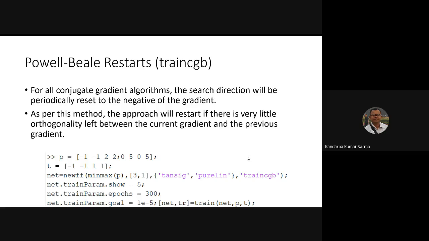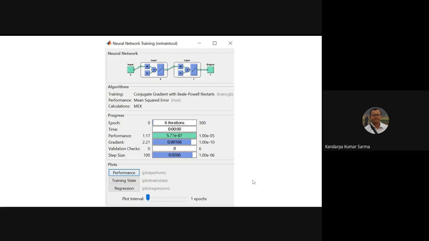So here it is written as train CGB, and this particular train CGB gives a different feel of the training. Previously we saw that there were 7 number of iterations required. We now find that 6 number of iterations here are required to cross the performance gradient of 10 to the power minus 5. So faster or greater speed is generated.